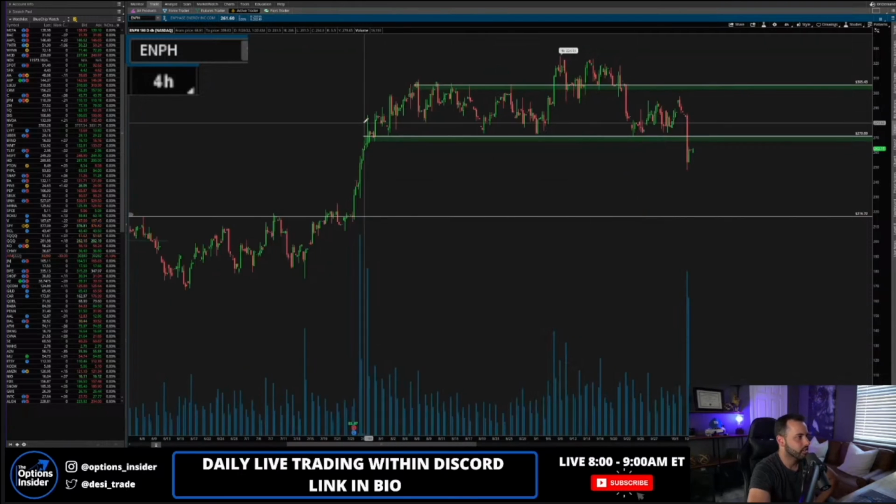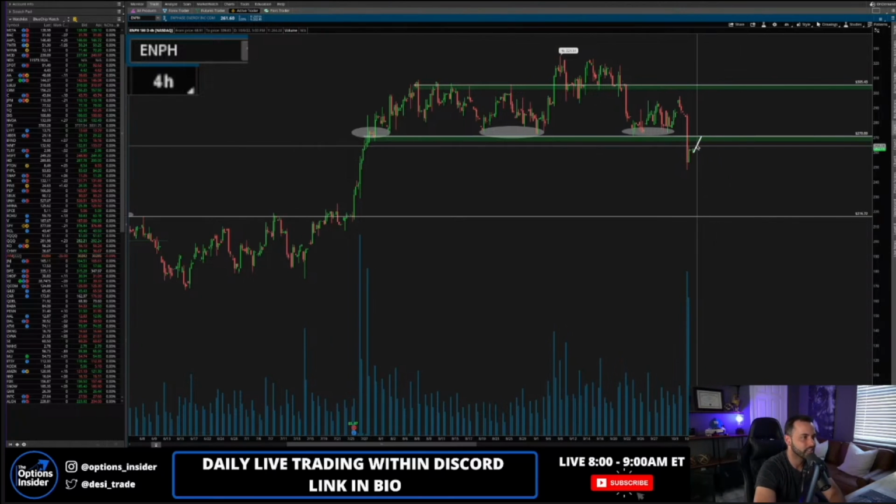Here's some reasons why. You have previous support here. You have previous support here. You have previous support here. If ENPH cracks that support, if it comes back into it, if it starts to reject here, then I think you continue lower. On top of that, you are sitting in no man's land. You are literally in no man's land on ENPH.